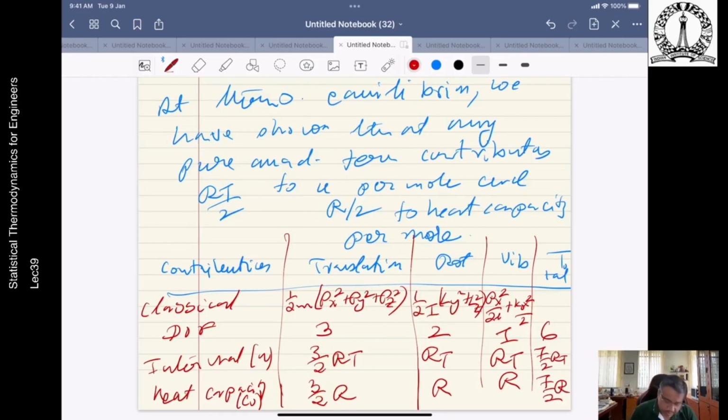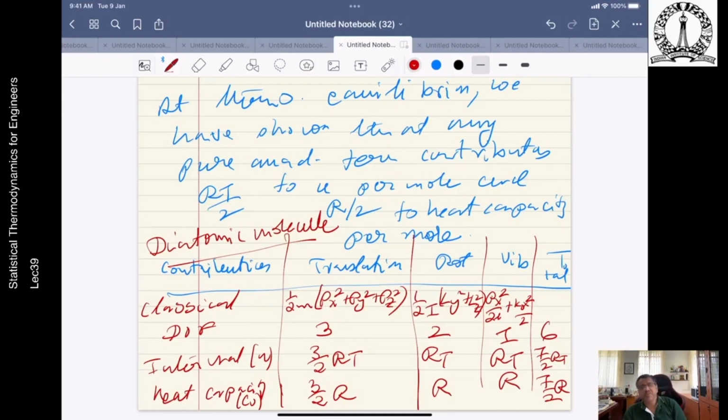This is for a diatomic molecule. Now of course you can calculate, once you know all these things in detail, by invoking the equipartition principle, and we can determine internal energy and heat capacity for a classical diatomic molecule, which is what we summarized just now.